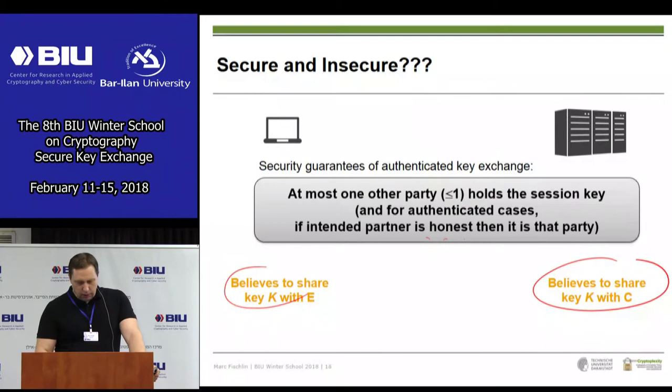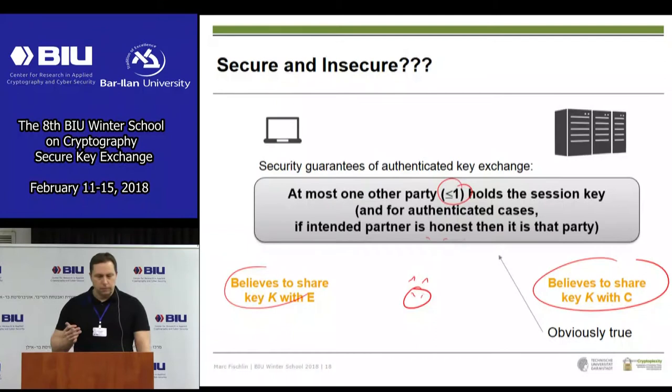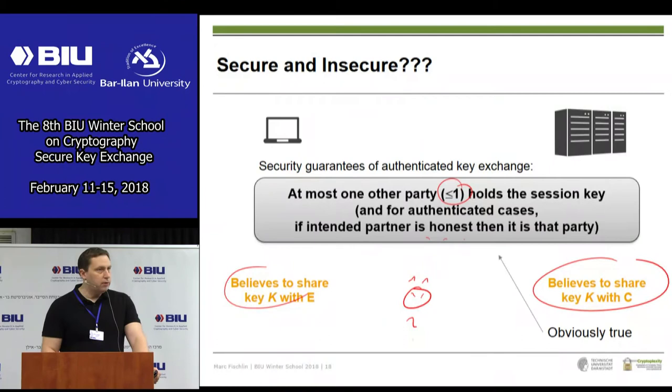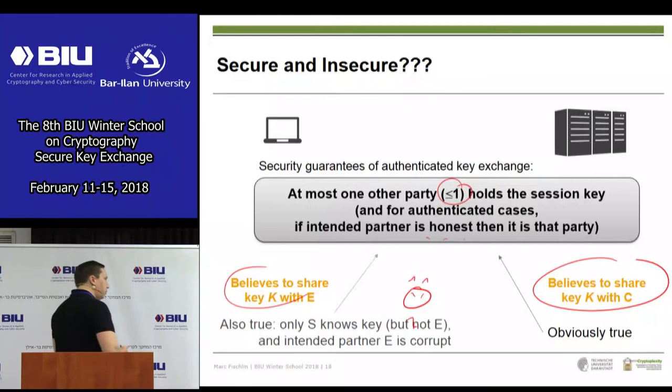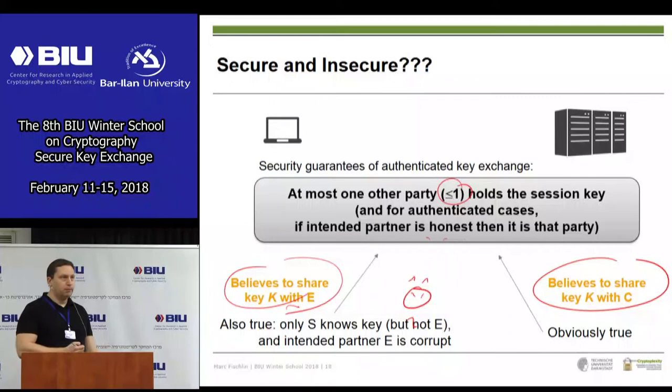Okay, and for the client, it's also true, right? There's at most one other party, namely the server, holding the key. And here the question is, now I identify a different intended partner, right? Because I say I'm talking to Eve. But this is fine, right? Because this assumption here just says, if you have authentication and the intended partner is honest, then this party is the one holding the key. But this here is not given anymore. The intended partner, Eve, is corrupt, the adversary. That's why there's no contradiction to the security model.